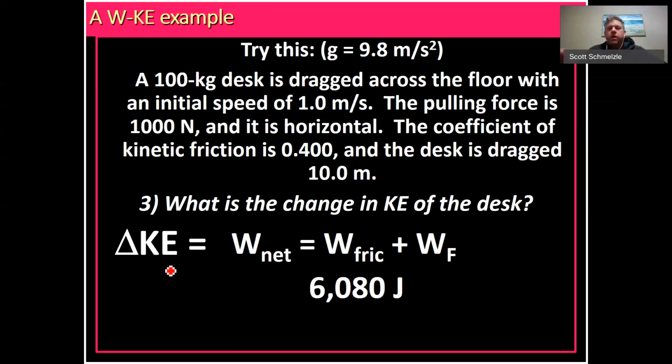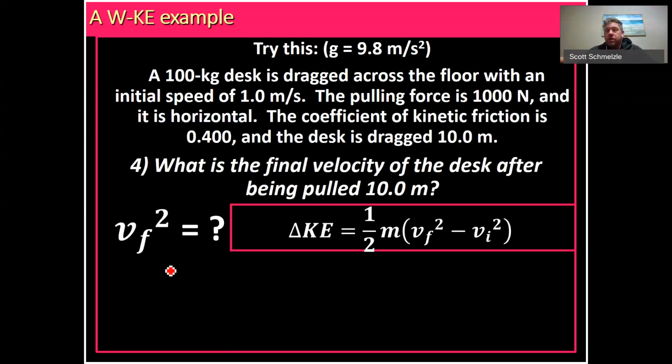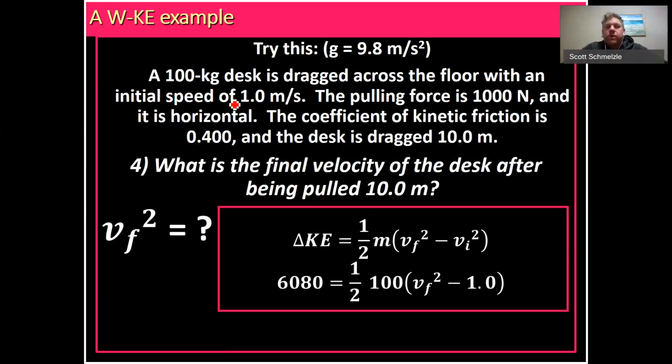All right, anyway, so now that we know our change in kinetic energy, part 4 says, what is the final velocity of the disk after being pulled 10 meters? Well, if we know our change in kinetic energy, do we know the mass of the disk? Yeah, it's still right up here. It's still 100, right? We have to find our final velocity. It didn't start at 0. It actually started at an initial speed of 1. All right, so we start plugging info in.